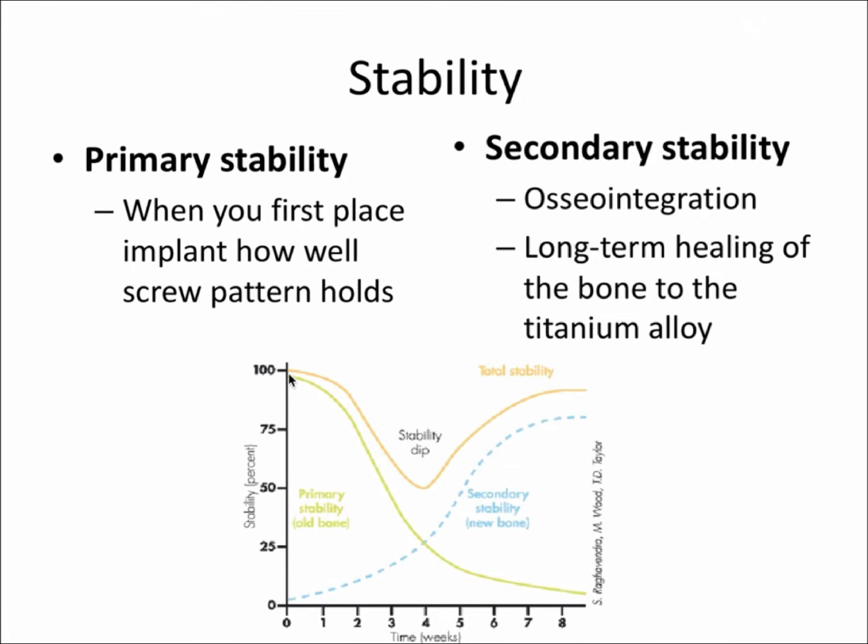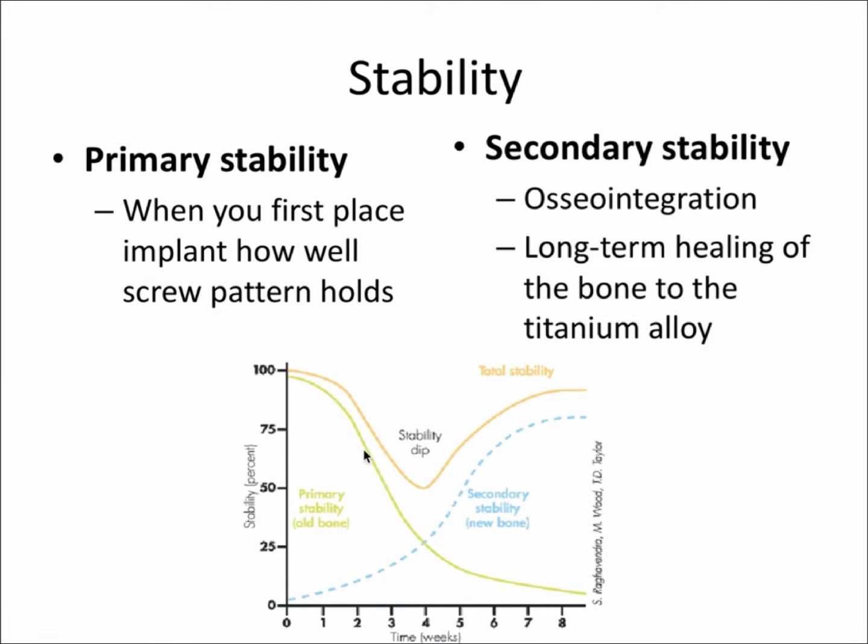We start out when we place the implant with very good primary stability. We're just screwing a screw into a block of wood, screwing that implant into bone. So we start with really great primary stability, then there's some resorption occurring, and we have a stability dip before the secondary stability takes effect. Once we hit around the 4-week mark, we start getting osseointegration. New bone is forming, healing, and locking into that titanium alloy. Eventually, that secondary stability with the new bone takes over from primary stability and creates a successful outcome.